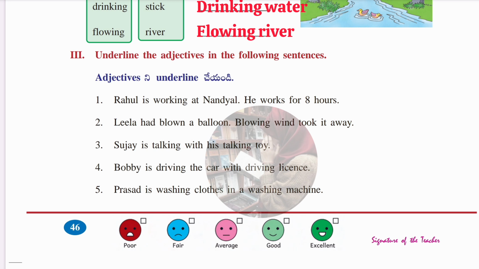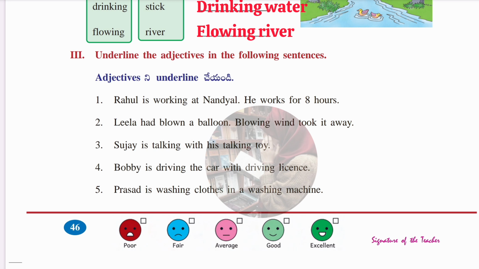Okay, now we'll see the third Roman, which is underline the adjectives in the following sentence. Okay, 5 sentences are given. In that, we have to underline the adjectives. Okay, so do you know, if a verb is added with ing, then it will become an adjective. Okay, do you know this? Okay, so actually adjectives are nothing but which qualifies noun, means which says something about noun.